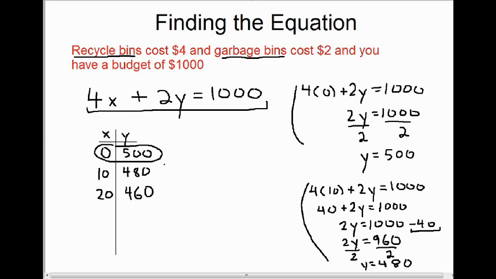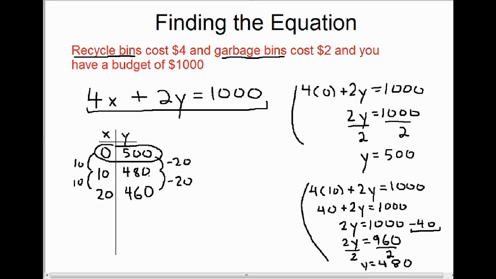We also know that it's a linear relationship because we can see that our value here is actually going down. So our first difference here is negative 20. It's important to note for every 10 values of x, y goes down by 20, which basically means for every 10 recycle bins we buy, we can buy 20 less garbage bins.